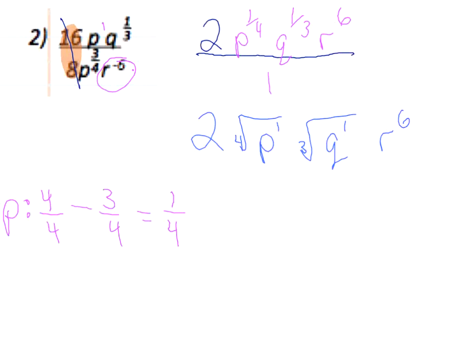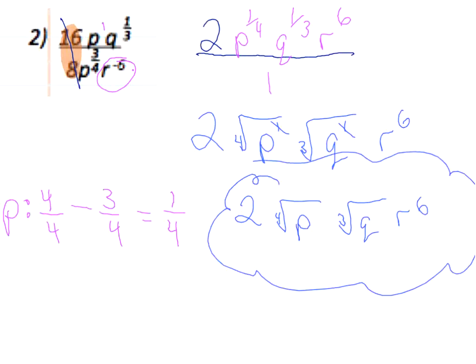Let's simplify this one last time, because on a test or a quiz, they would not write those 1s in there. So your final answer would be 2, 4th root of p, 3rd root of q, r to the 6.